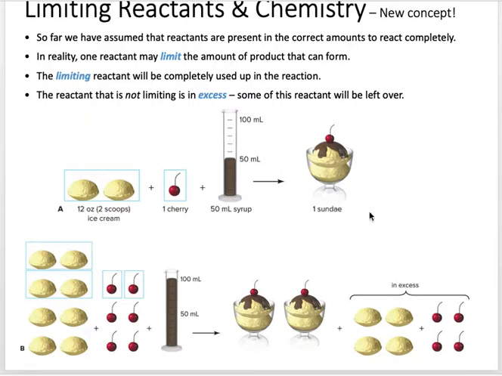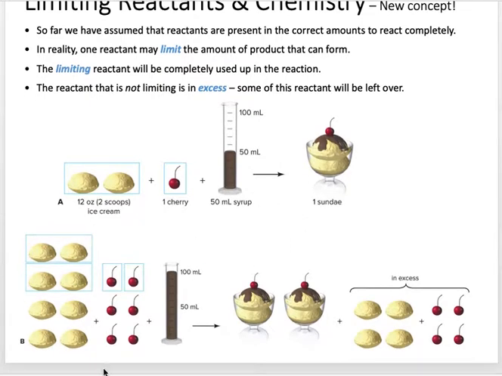So the example your textbook gives is making ice cream sundaes. And this isn't you sitting in your kitchen having a pandemic snack and being like, I'm going to see whatever's in the fridge, whatever's there, I'll make it happen. This is like you work at McDonald's and there's a very specific recipe that we have to follow. So for our sundae recipe, you have to have 2 scoops of ice cream, a cherry, and 50 milliliters of syrup. That makes 1 sundae. So if these are all the materials I have, how many sundaes can I make? And what is the limiting reactant?